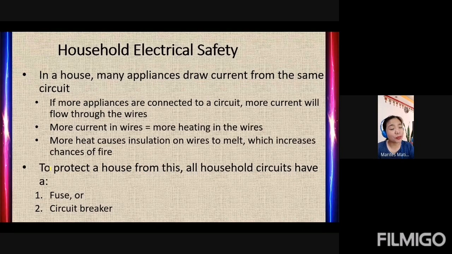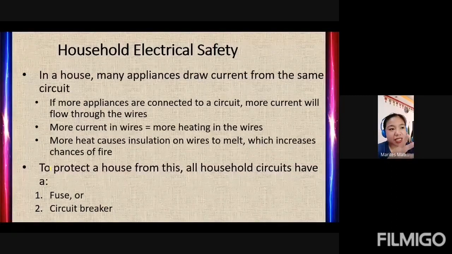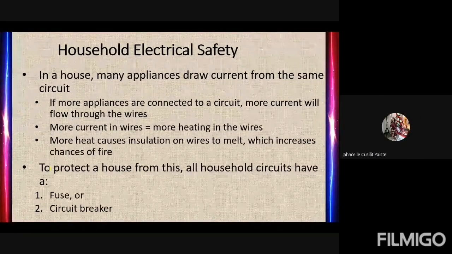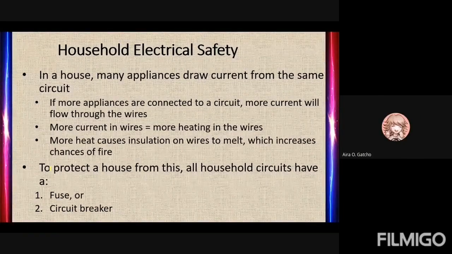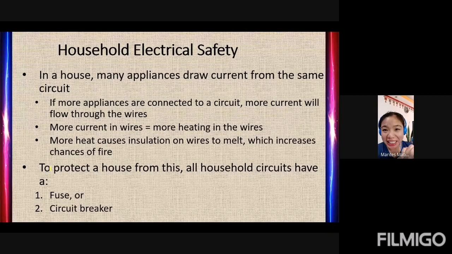So, balikan natin si series and parallel bago tayo mag-end. Sa bahay, anong mas magandang gamitin? Series ba or parallel? Ma'am, series, para mas matipid sa kuryente. Ang parallel po. Kung tipid ng kuryente daw, tipid sa wire, kasi nga maliit lang yung wire, series.